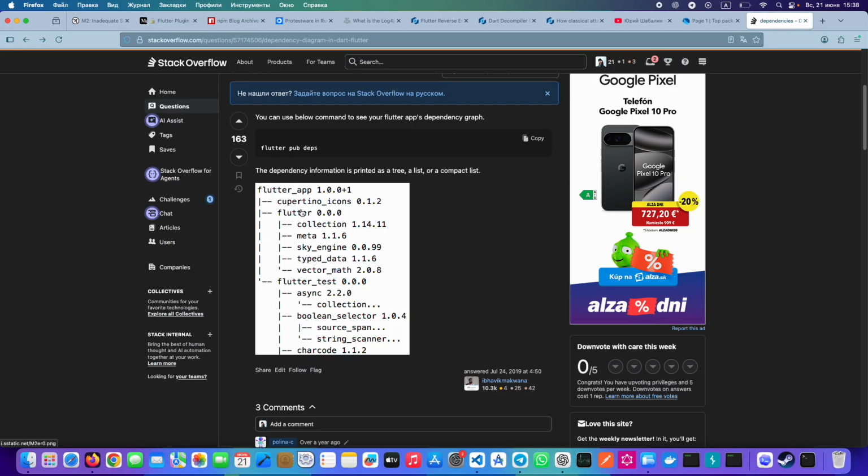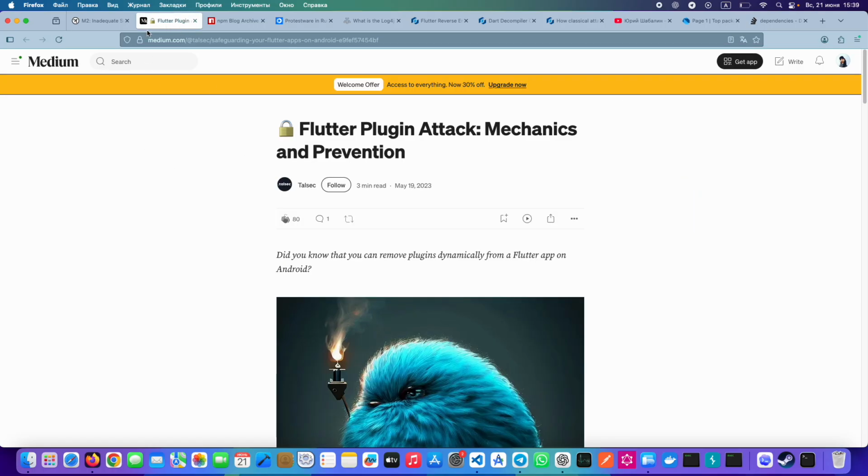Okay, so let's go for the first. No, I guess we will come back to this one later. It relates more to the Flutter code side, the Android side. So I will come back here later, and we will talk about it then.